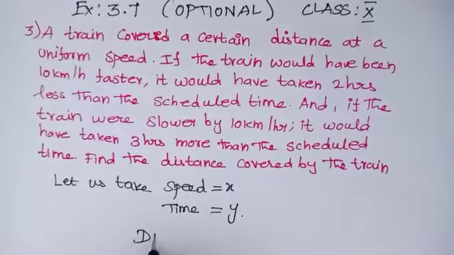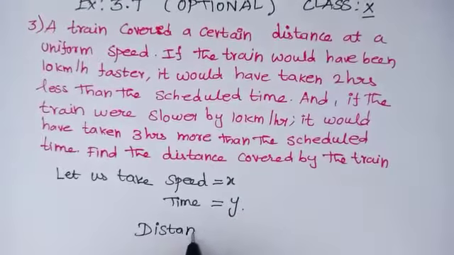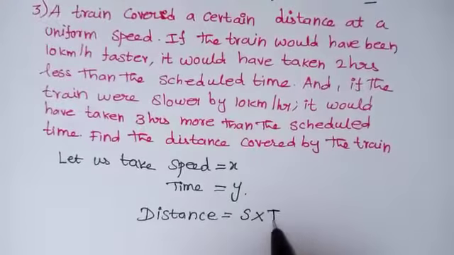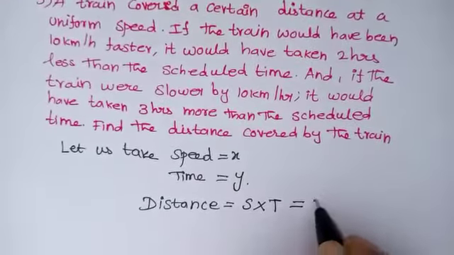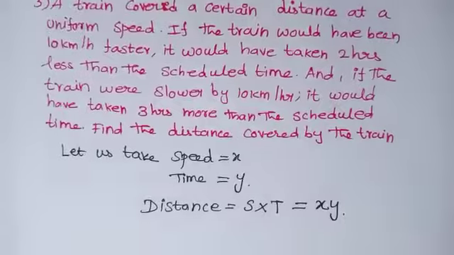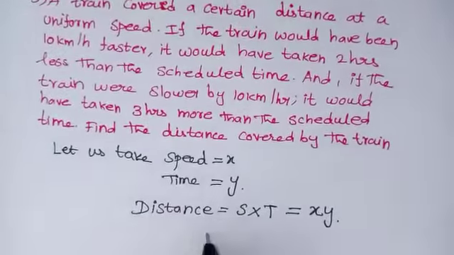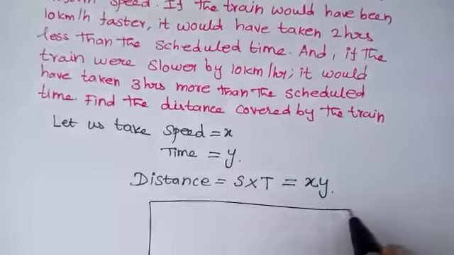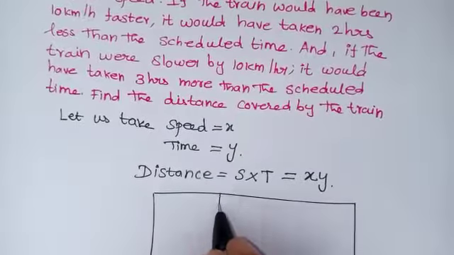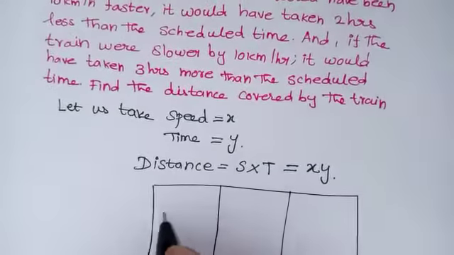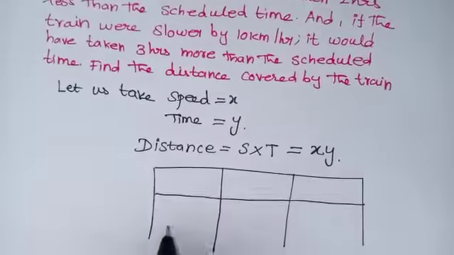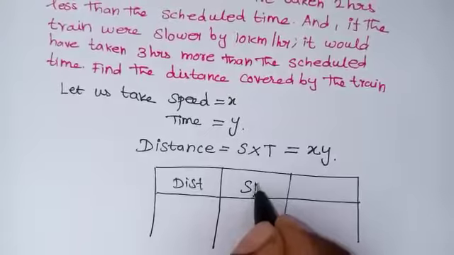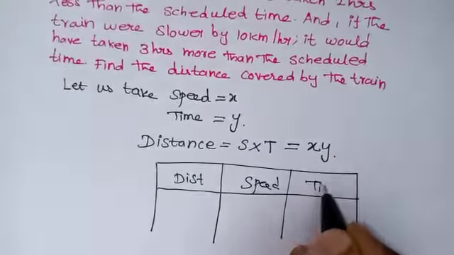Then what will be the distance now? So what is the distance formula? The usual distance formula is speed into time. So speed into time is nothing but x into y, that is xy. Now by the given condition, we are going to draw a small table. The table will help you to write your equation very easily. So distance, speed and time we are going to take now. Here I am going to take the distance, here the speed, and here the time.